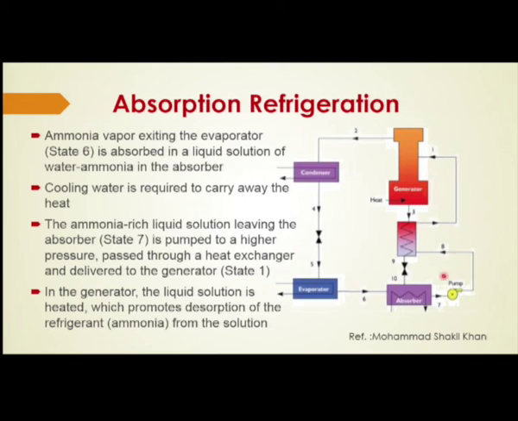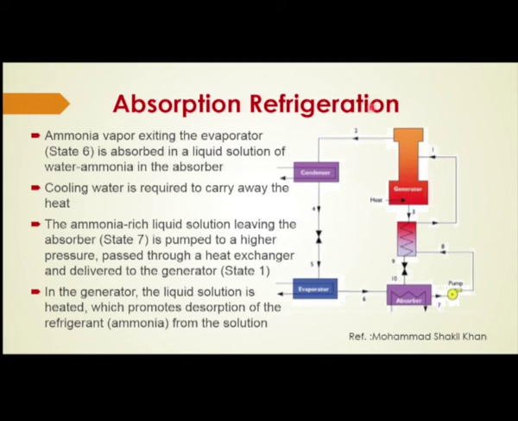So, in this block diagram, ammonia enters the evaporator, it is absorbed in the absorber, and again it is pumped to the generator through the heat exchanger. From the heat exchanger, the liquid solution in the generator is heated, which promotes desorption of the refrigerant from the solution, and it is applied to the condenser. The condenser produces the cooling effect.